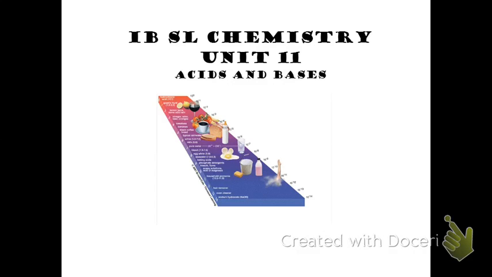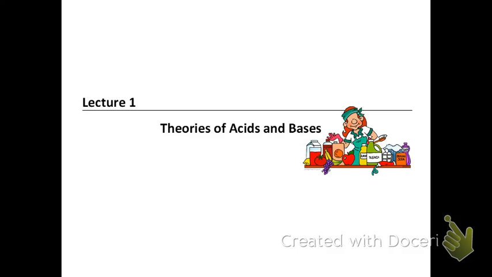Alright, we're going to go ahead and get started with Unit 11 on acids and bases. This is a fairly lengthy unit and a very important unit for both the AP and the IB exam. In the first lecture, we're going to talk about the theories of acids and bases. We'll look at both a historical approach as well as our modern ideas of what acids and bases are and their characteristics.